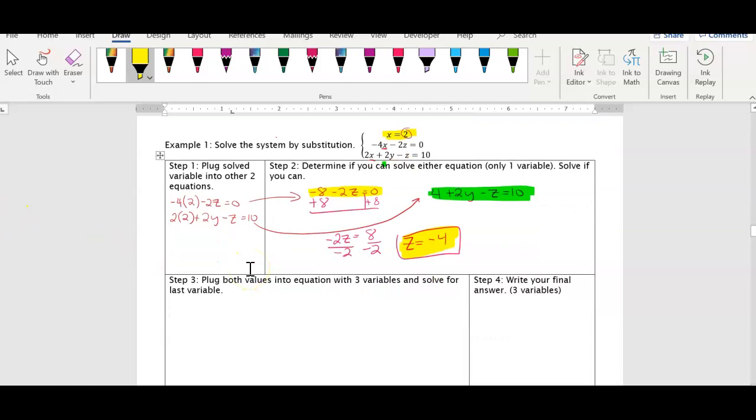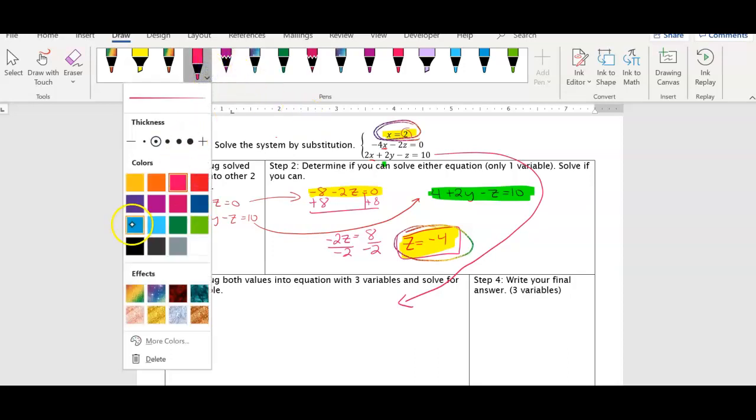The third step says plug both values that we just found. So I'm going to circle them, this value here and this value here. I'm going to take both those values and plug them into an equation to solve for the last letter, which is y. The only equation that has the letter y in it is this bottom one, so I have to choose that as the equation I use.